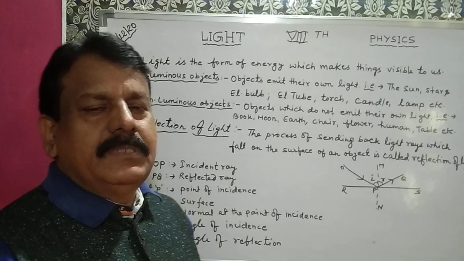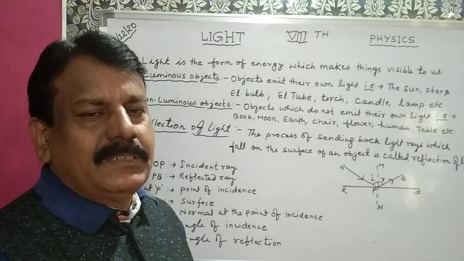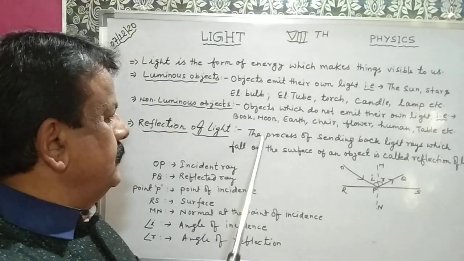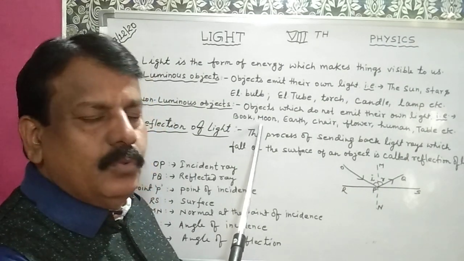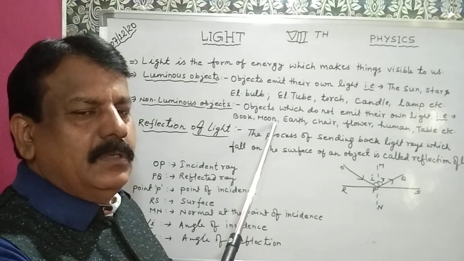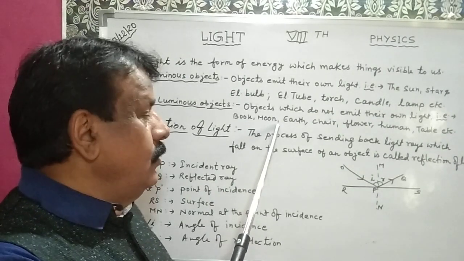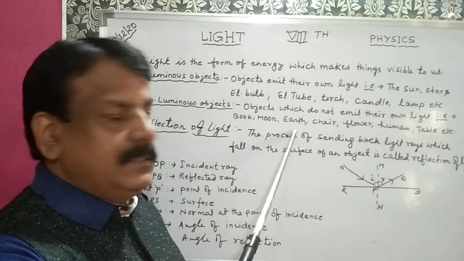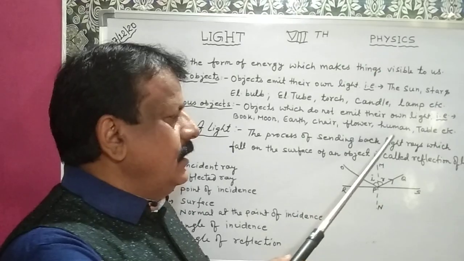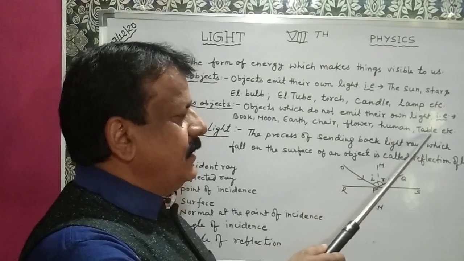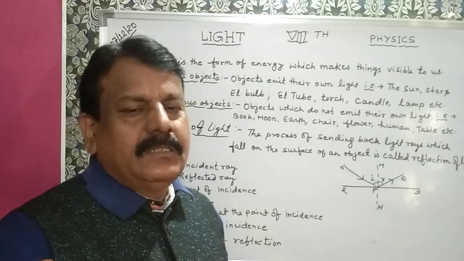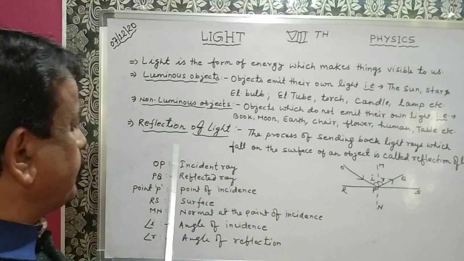Similarly, non-luminous objects are objects that do not emit their own light. These are book, moon. The moon also does not emit its own light. Earth, chair, flower, human body, table, etc. So many examples. These are the non-luminous objects.